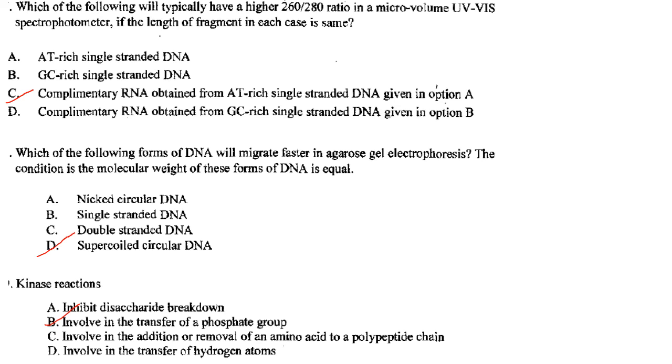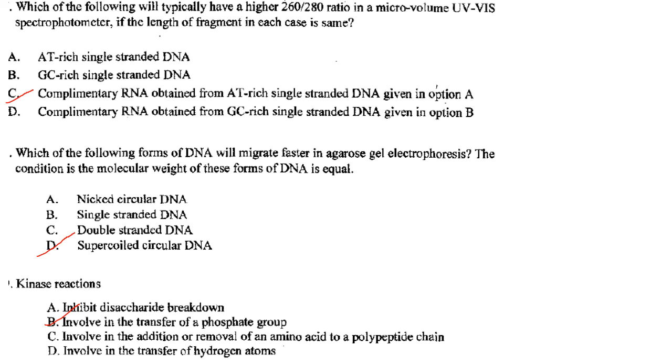Then next one, which of the following forms of DNA will migrate faster in agarose gel electrophoresis? The condition is that the molecular weight of these forms of DNA is equal. So they have asked which will migrate faster in agarose gel electrophoresis. It is supercoiled circular DNA that will migrate faster. It has less effective volume than others, thus it migrates more rapidly when subjected to electrophoresis due to its compact structure. So the answer here is option D, that is supercoiled circular DNA.